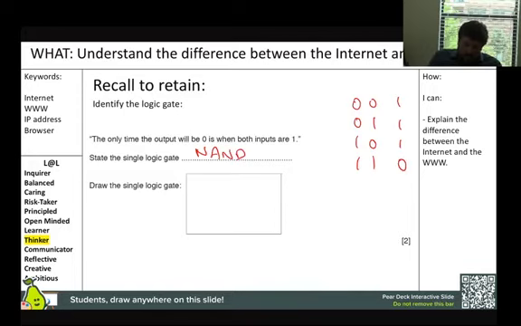If we draw a NAND gate, it's exactly the same as an AND gate, just with the little circle up front. Okay, and we'll move on.